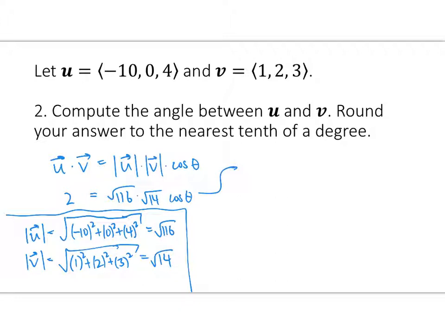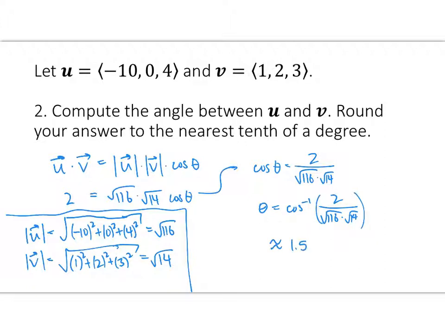And so now we just want theta. So the cosine of theta is going to be 2 divided by the square root of 116 times the square root of 14. And so theta is going to be the inverse cosine of 2 divided by the square root of 116 times the square root of 14. We can throw that into our graphing calculator or into Mathematica, and we'll get that this is approximately equal to 1.52115.